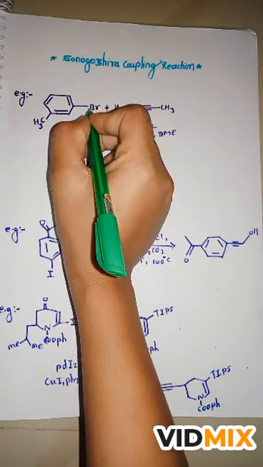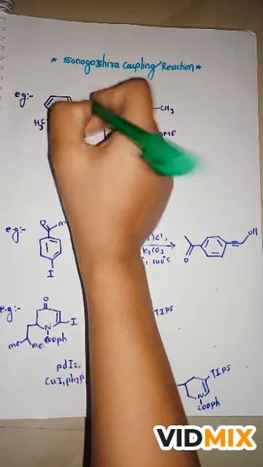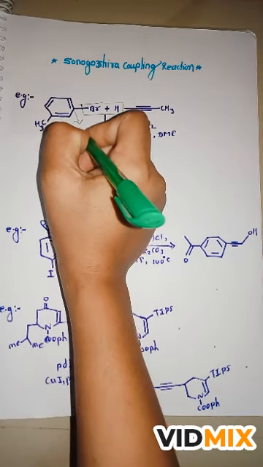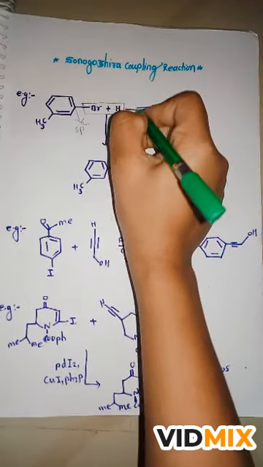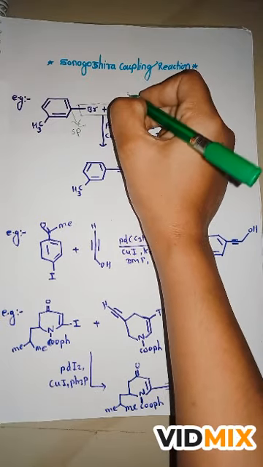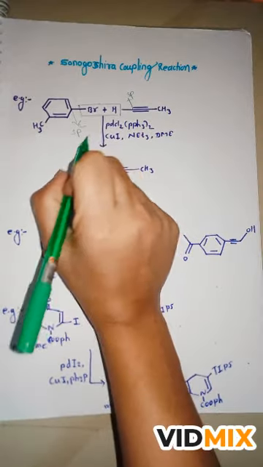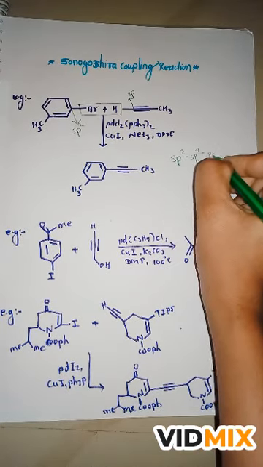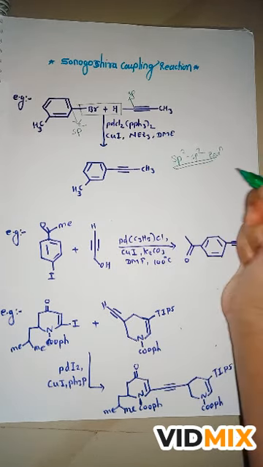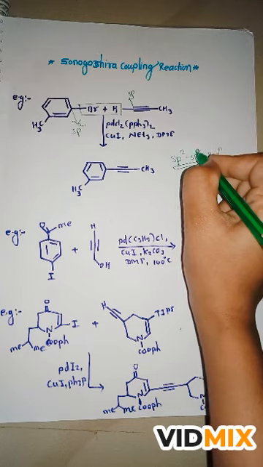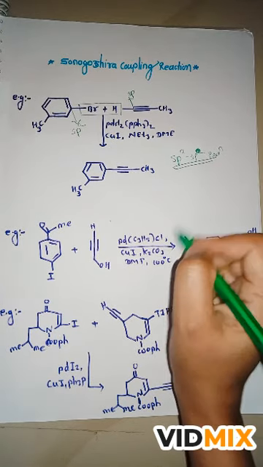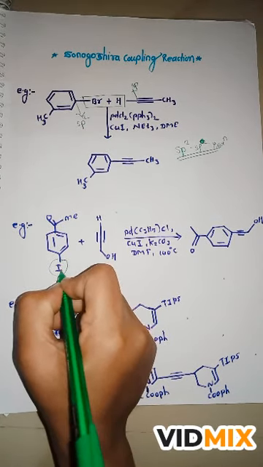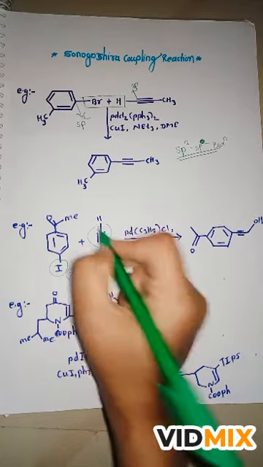Here we just look at this Br and this H. We have to remove this Br and H and join this sp2 carbon to this sp carbon, and so this reaction is also called the sp2-sp reaction. The Sonogashira coupling reaction is also called the sp2-sp reaction. In another example also, this is a halide, there is X, and here is our terminal alkyne.